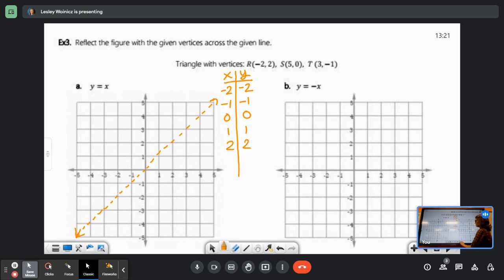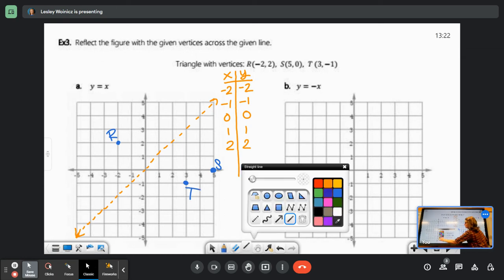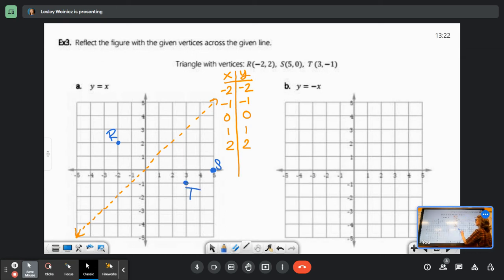All right, let's get our triangle on here. Point R is at (-2, 2). S is at (5, 0). And T is at (3, -1). Okay, connect your points.